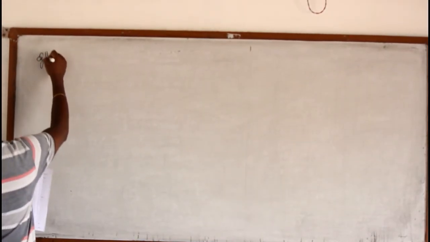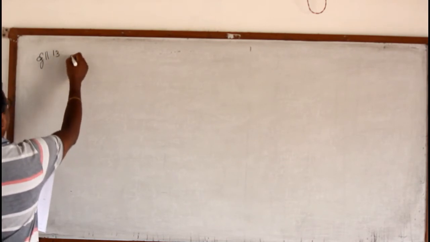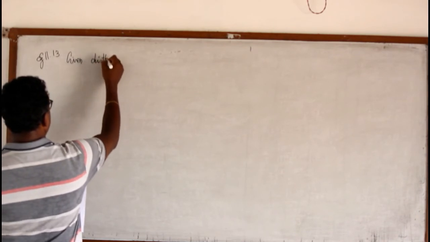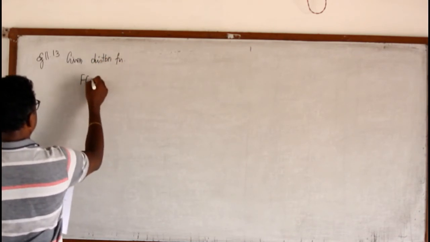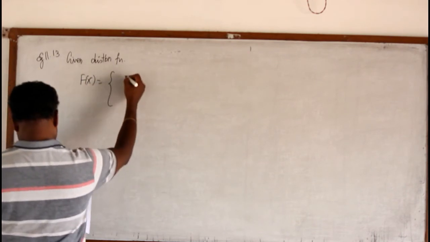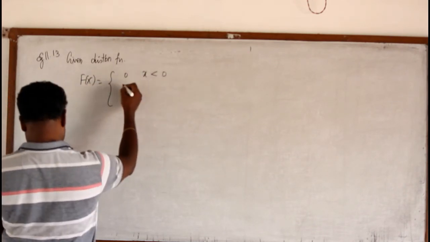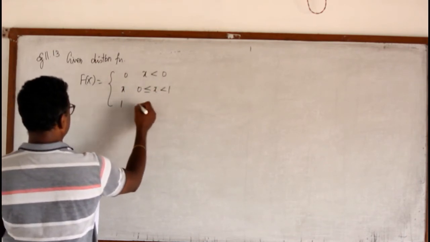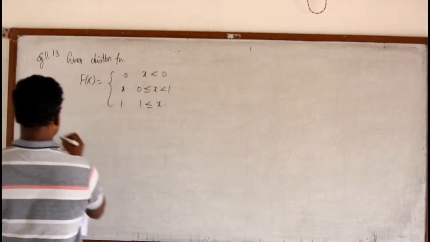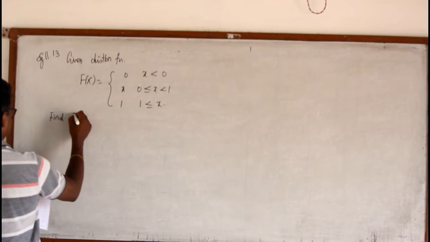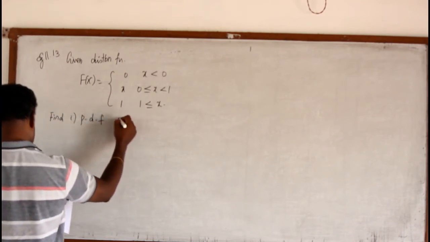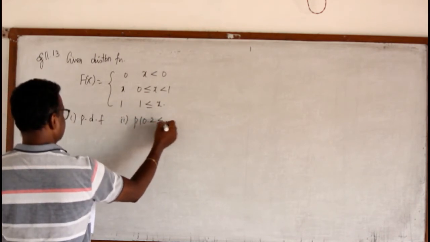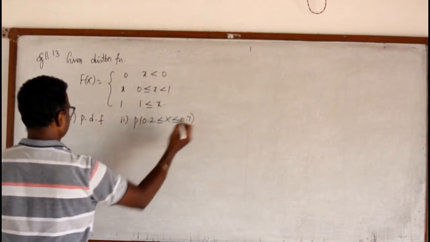Now example 11.13. Given for a random variable x, distribution function capital F of x equal to 0 for x less than 0, x for 0 less than or equal to x less than 1, and then 1 for 1 less than or equal to x. Find first question PDF, probability density function, and second question find probability of 0.2 less than or equal to x less than or equal to 0.7.